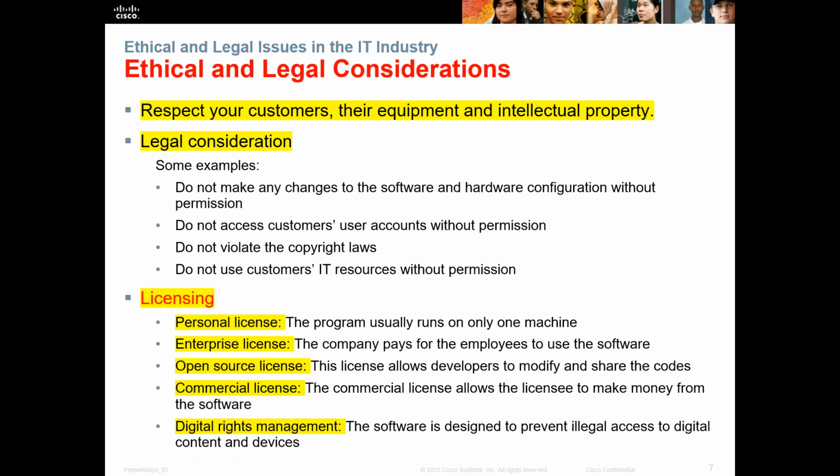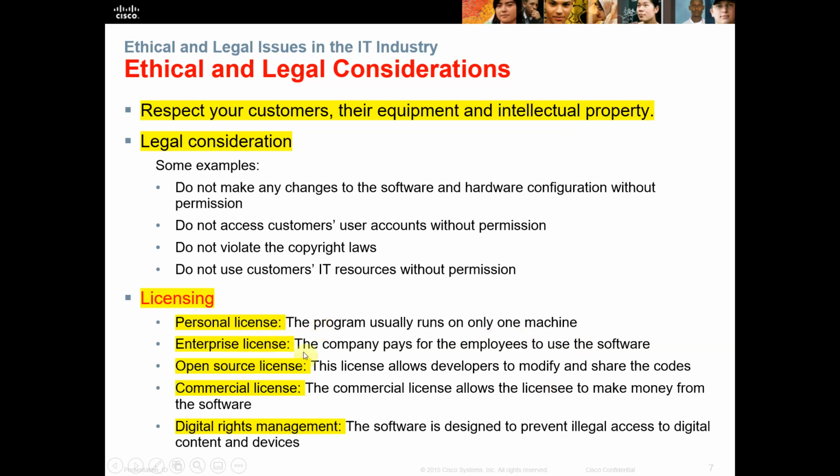Personal license. The program usually runs on only one machine. It is for our own personal purposes. We have this personal license. So whenever you buy a laptop, or you want to buy your Kaspersky antivirus or Microsoft product, it will be given as your personal license, where you can use it on only one machine.